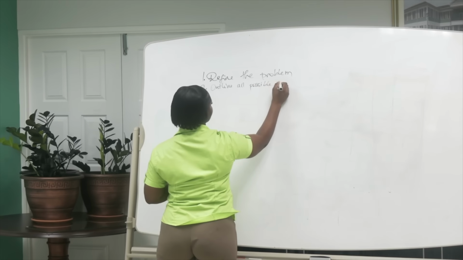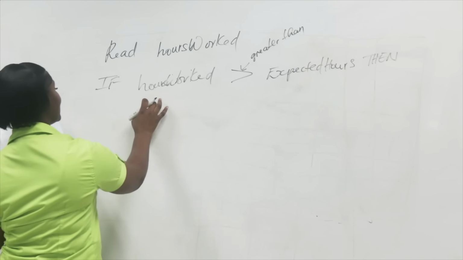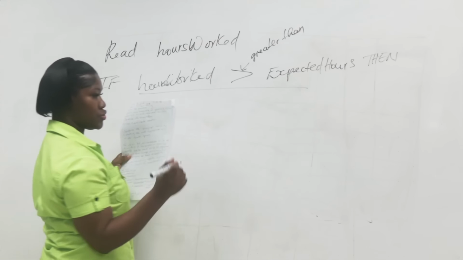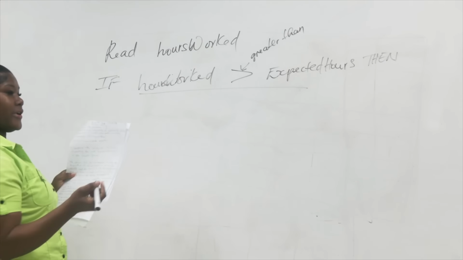So if hours worked is greater than expected hours, then remember what we put here is the action that we take if this condition is true. For example, if I work 50 hours, that means that 50 is greater than 40. So this is the action that I would take, which is to calculate the overtime hours as well as calculate the overtime pay, right? So let's go ahead.